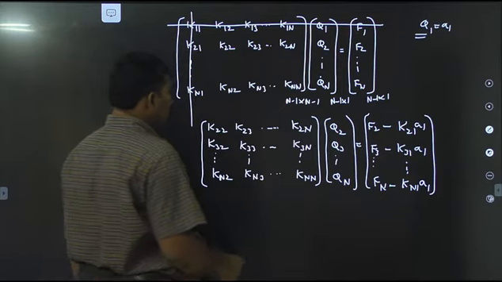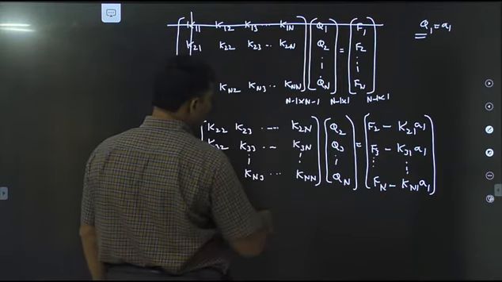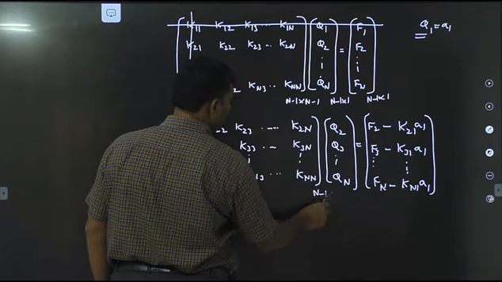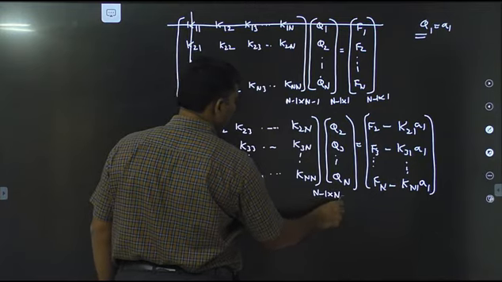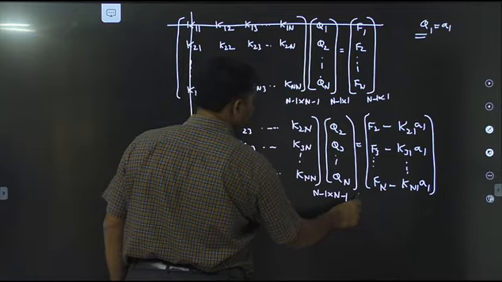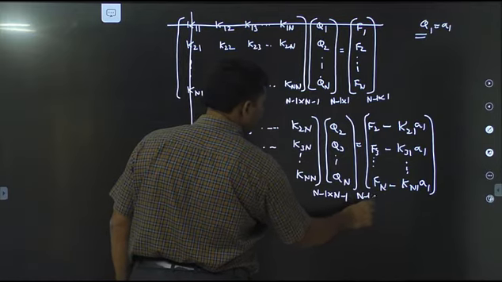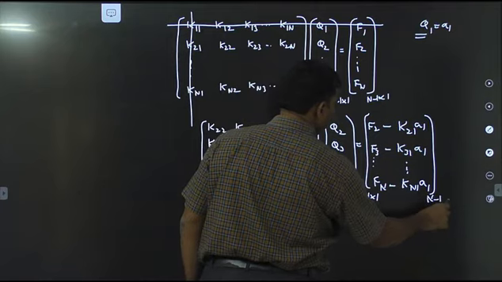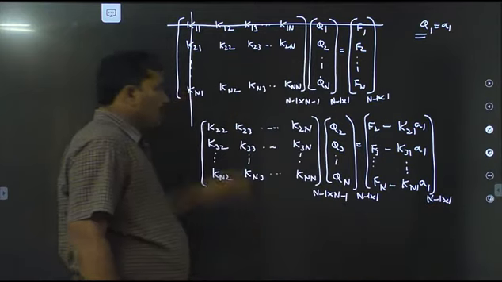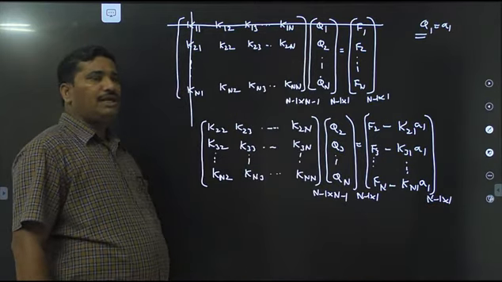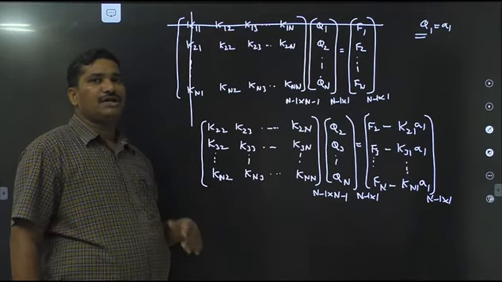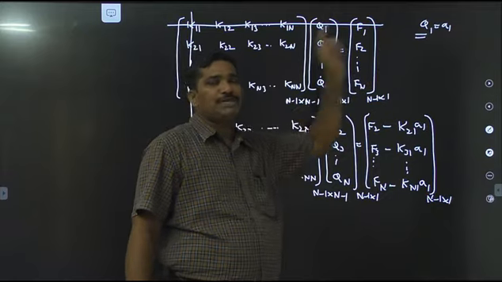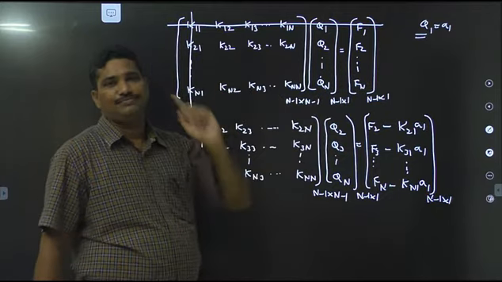Now what is the size of this matrix? N minus 1 by n minus 1. And size of this Q? N minus 1 by 1. And size of this F? N minus 1 by 1. This is how the n number of equations are reduced to n minus 1 because one displacement is known.